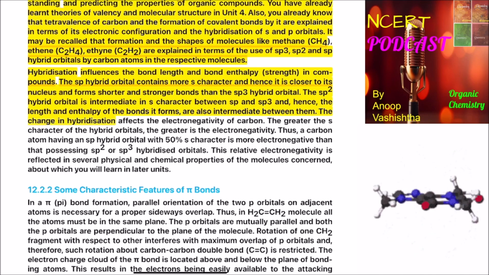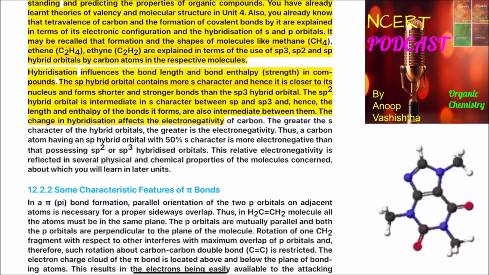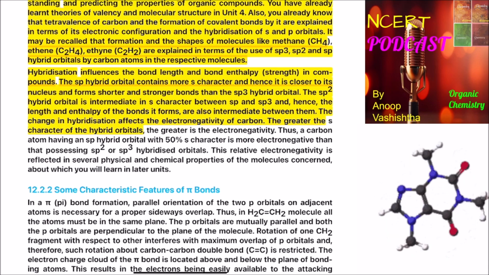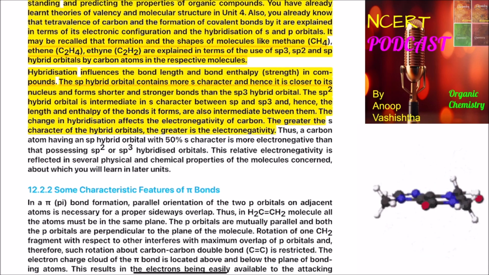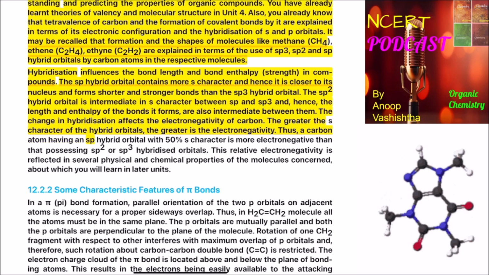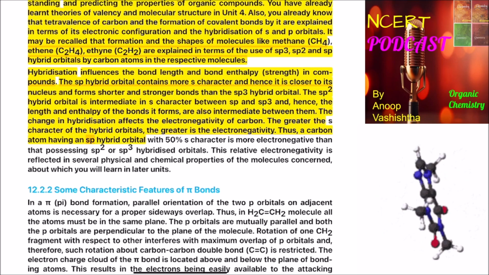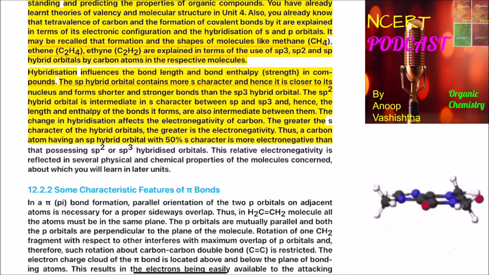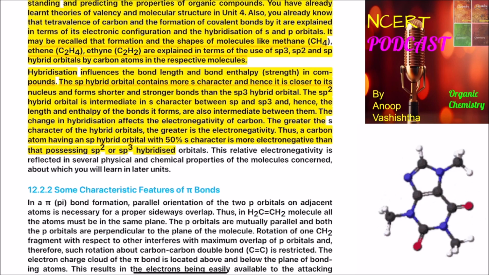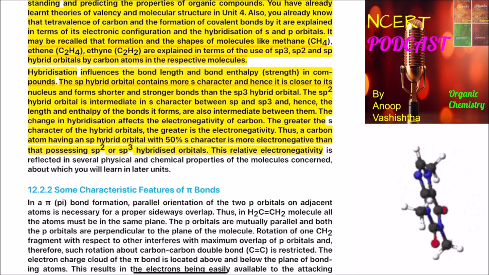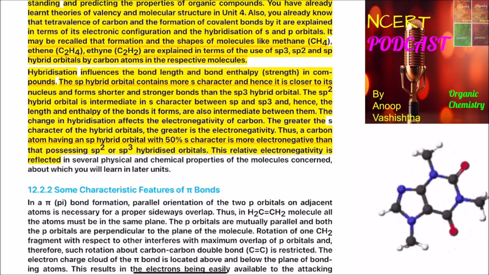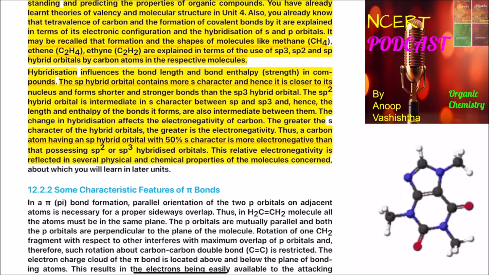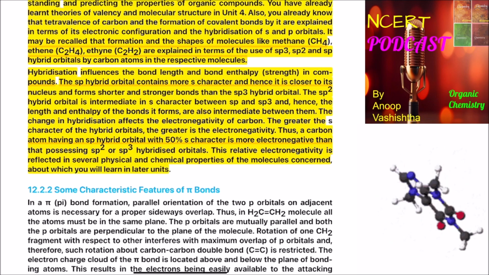The change in hybridization affects the electronegativity of carbon. The greater the s character of the hybrid orbitals, the greater is the electronegativity. Thus, a carbon atom having an sp hybrid orbital with 50% s character is more electronegative than that possessing sp2 or sp3 hybridized orbitals. This relative electronegativity is reflected in several physical and chemical properties of the molecules concerned, about which you will learn in later units.